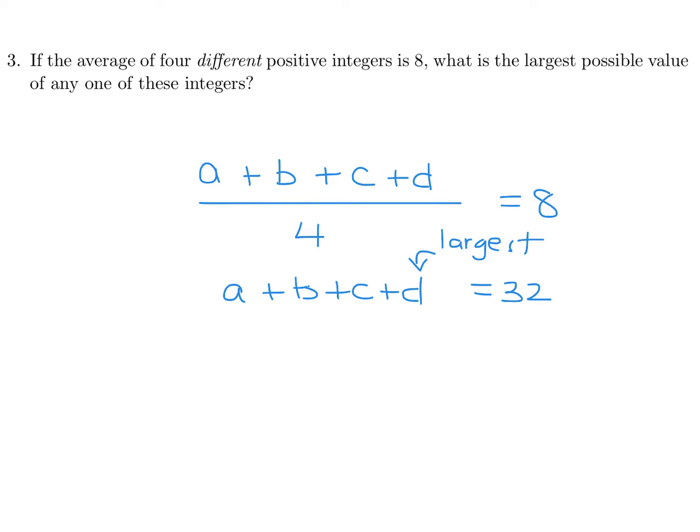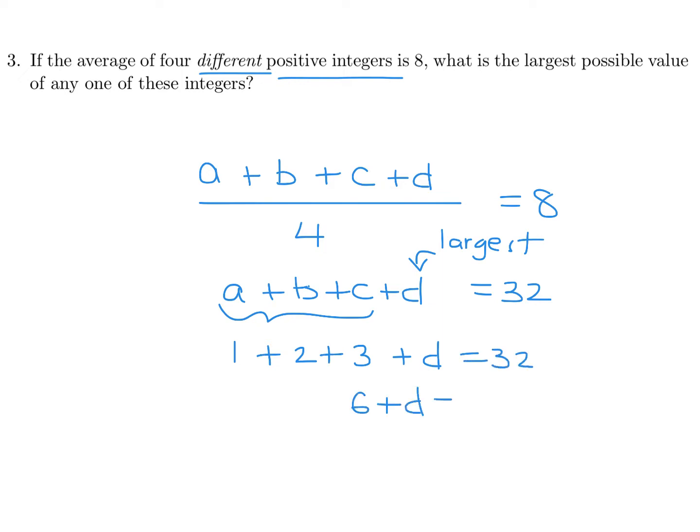To make D the largest, we would have to make A, B, and C the smallest, correct? So we want to make these as small as possible. And keep in mind that they're different. So the smallest positive integer is 1. Now I can't make B 1 because all the integers have to be different. So I'll make it 2. That's the next smallest. The next smallest for C would be 3. And then I've got my D in here. So that equals 32. So this is 6 plus D is 32. And therefore D is 32 minus 6, which is 26. And 26 is therefore the largest possible value of any one of these integers if their average is 8.